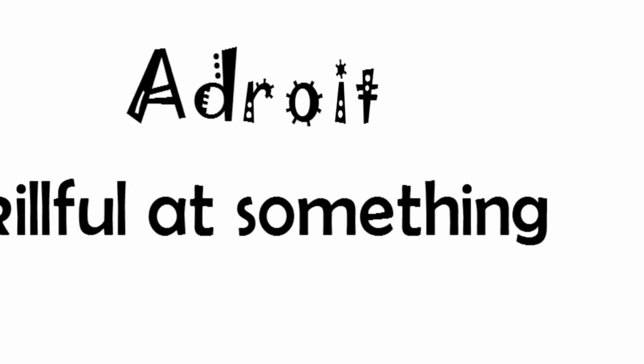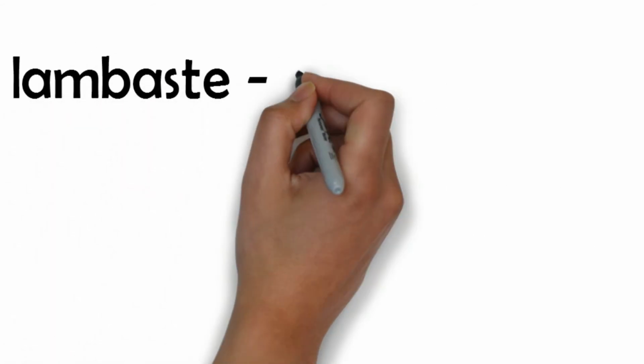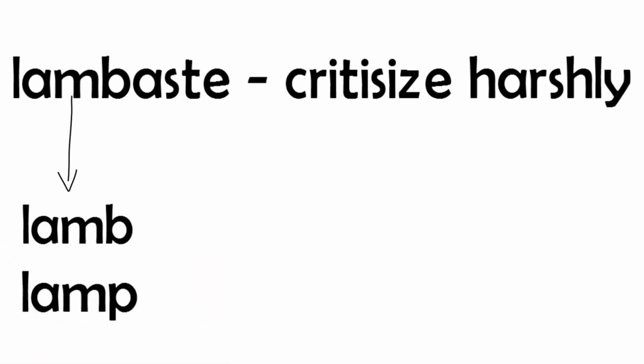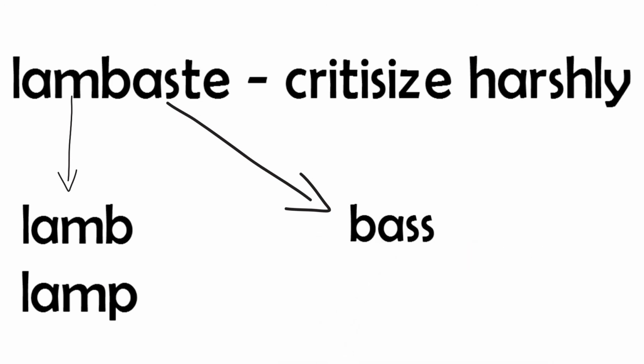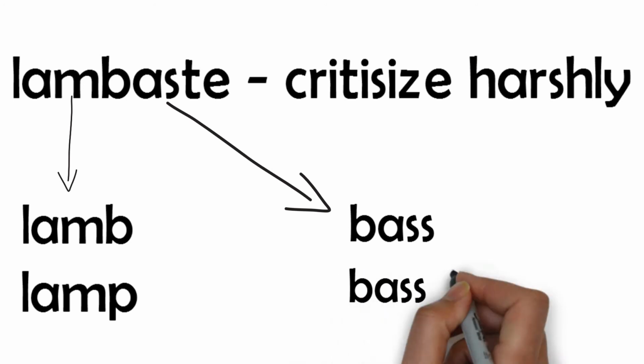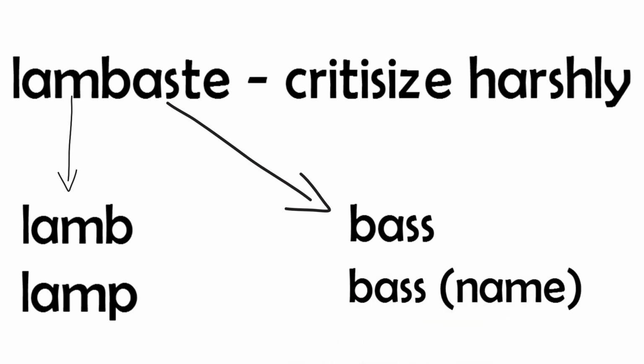Suppose we want to remember the word lambaste, which means to criticize someone or something harshly. For the first syllable, we can use lamb, the animal, or lamp, the thing that generates light, as the substitute word. Now, for the second syllable, bass, we can use bass, the musical instrument. And I also happen to have a friend by the name of Bass. So personally, I can use his name also as a substitute.